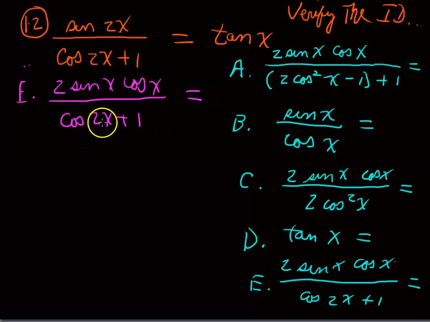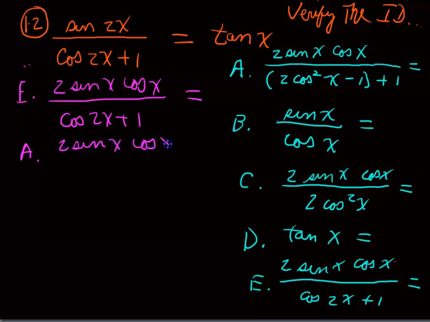So this cosine 2x becomes 2 cosine squared x minus 1. This one, we've done that and subtracted the 1 and the positive 1 and negative 1. So C, or not C, A is the next step. We get the 2 sine x cosine x over, now we substitute it for the cosine 2x, that is in parentheses, 2 cosine squared x minus 1, and then plus 1.